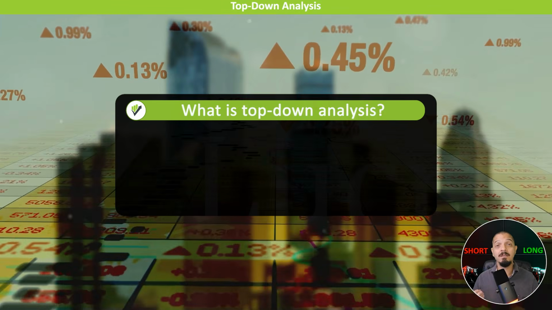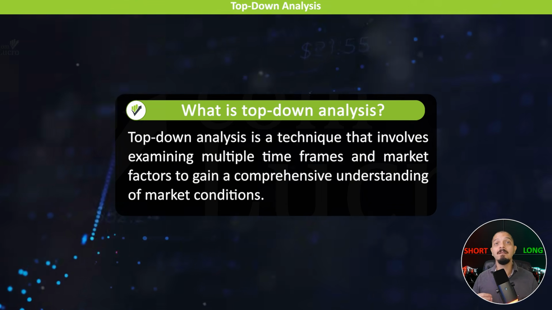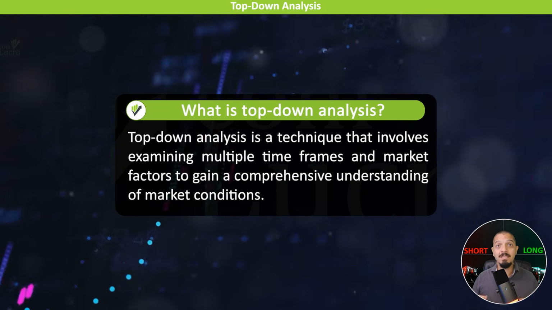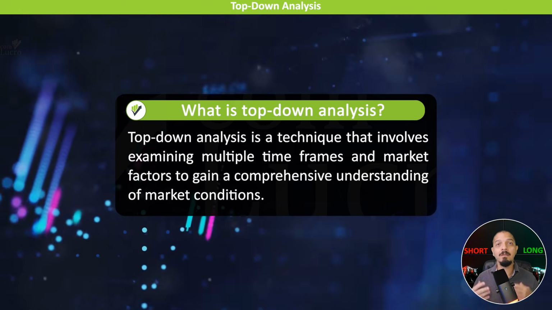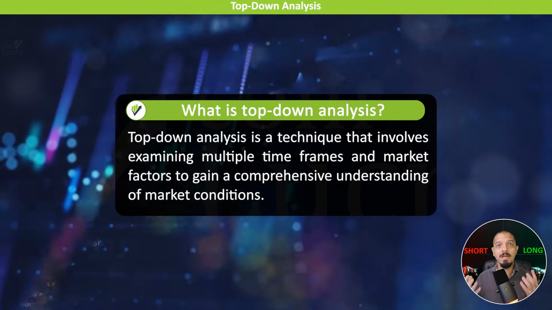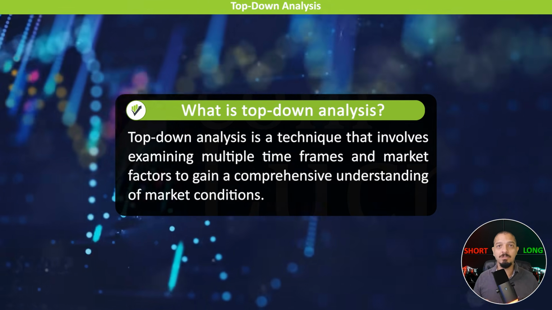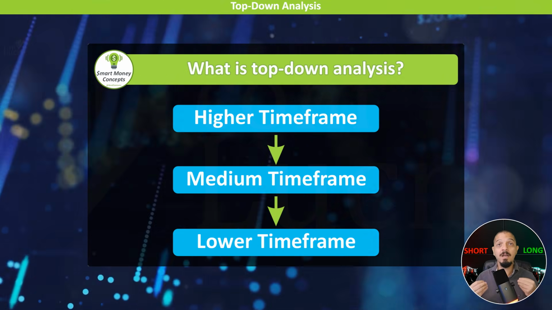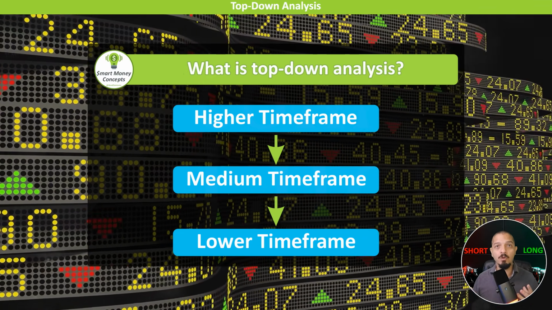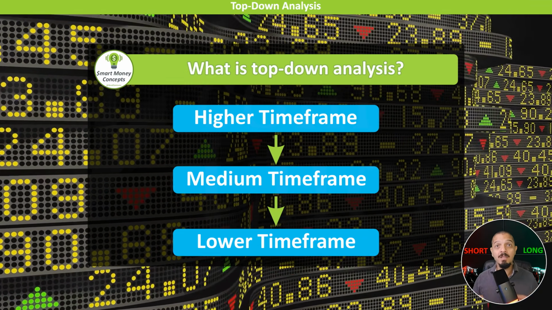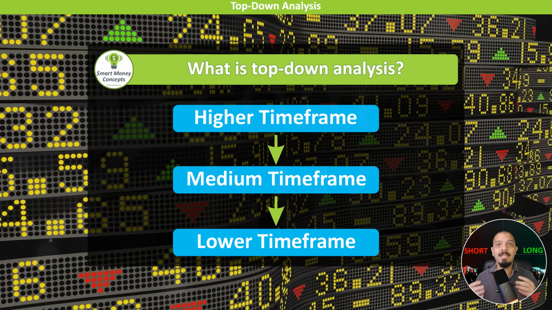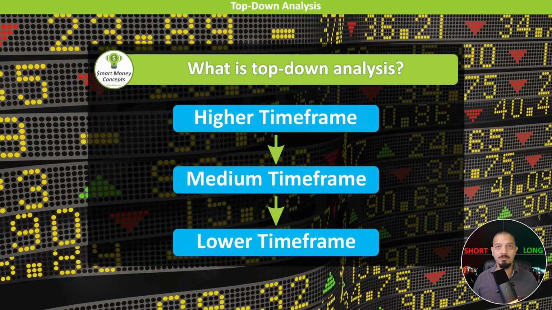Now let's get into it. So, what is top-down analysis? Top-down analysis is a technique that involves examining multiple timeframes and market factors to gain a comprehensive understanding of market conditions. By starting with higher timeframes and gradually focusing on lower timeframes, we can obtain a clear view of market direction and identify key areas at various levels.